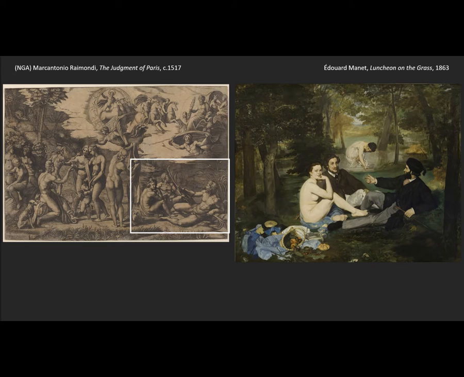The actual positioning of the three figures at the center of the composition by the side of a river comes out of a print after Raphael. This Marc Antonio Raimondi print was based on a design that Raphael had made and provided to the engraver Marc Antonio to make reproductive prints after. Another work that Manet certainly knew and borrows. So here's the Judgment of Paris scene. We've seen that a couple times over, right?